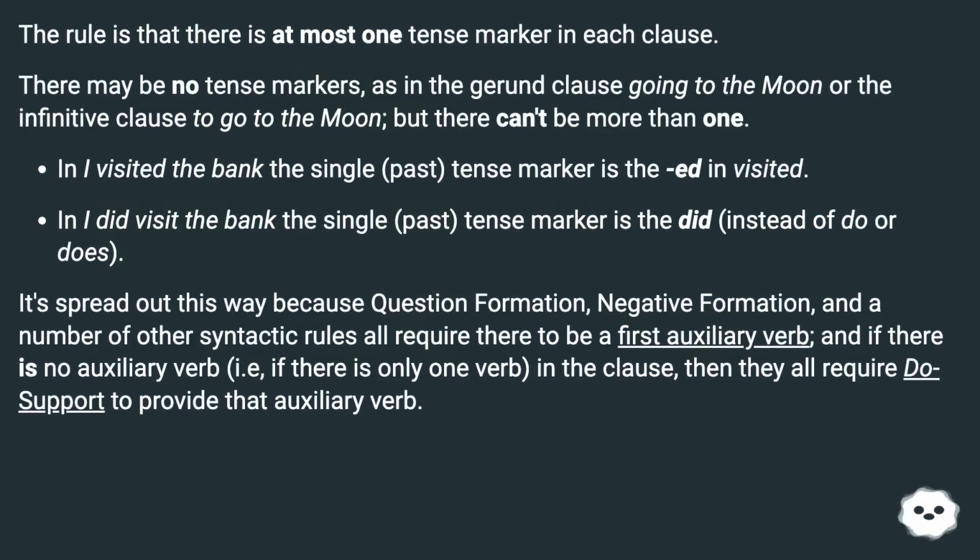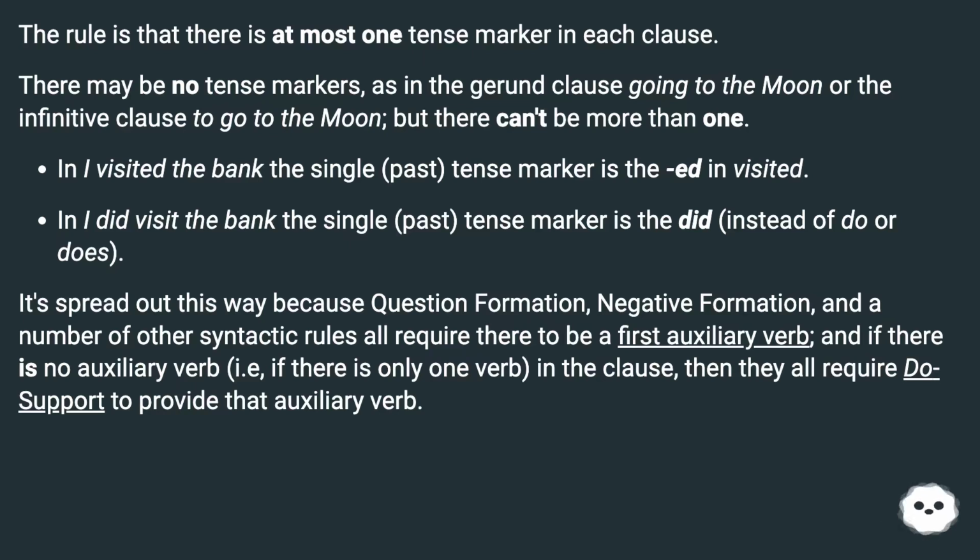The rule is that there is at most one tense marker in each clause. There may be no tense markers, as in the gerund clause going to the moon or the infinitive clause to go to the moon, but there can't be more than one. In I visited the bank, the single past tense marker is the -ed in visited. In I did visit the bank, the single past tense marker is the did, instead of do or does.